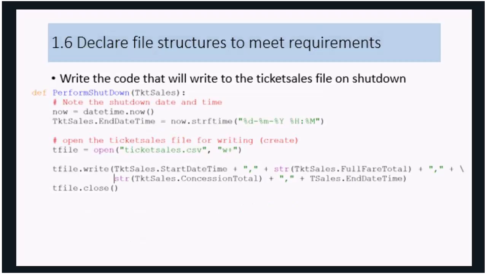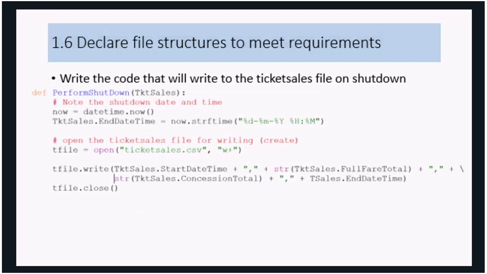Now let's look at shutdown. So I've called the function perform shutdown, and it needs the ticket sales passed in, and we need to note the date and time just as we did earlier. So this is us taking the shutdown time. So we can now assign that ticket sales.end time becomes now, and I'm using the formatting method again, strftime, so that it comes in the same format, day hyphen month hyphen year space hour colon minute.